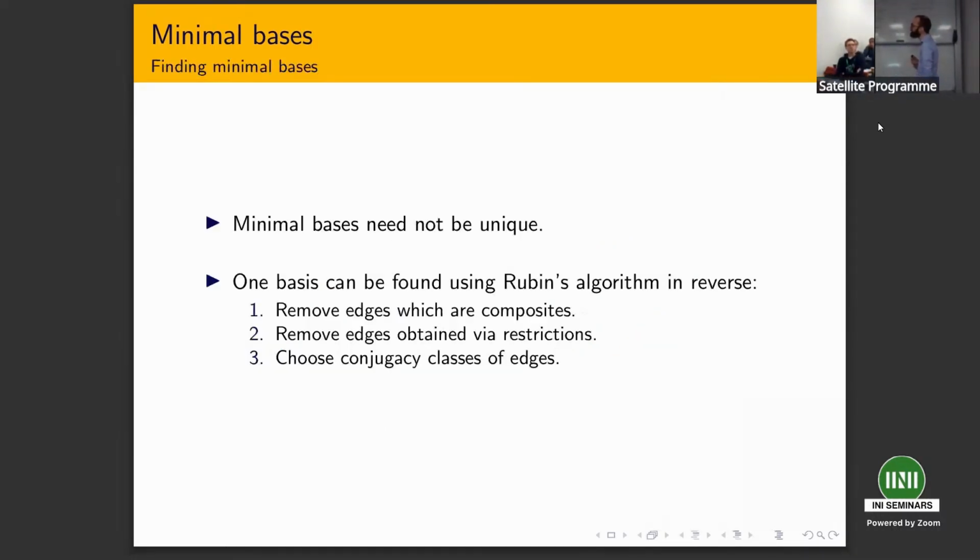So like I said, minimal bases need not be unique, that's fine, but they all have the same size, so this is well defined. I take a particular minimal basis by just running Rubin's algorithm in reverse. So I start by removing edges which are composites, so I don't favor long edges, I favor short edges. I remove edges which I get via restrictions, and then I choose conjugacy classes. Never a good thing to choose conjugacy classes, but here we are. I just pick one, and it's fine.